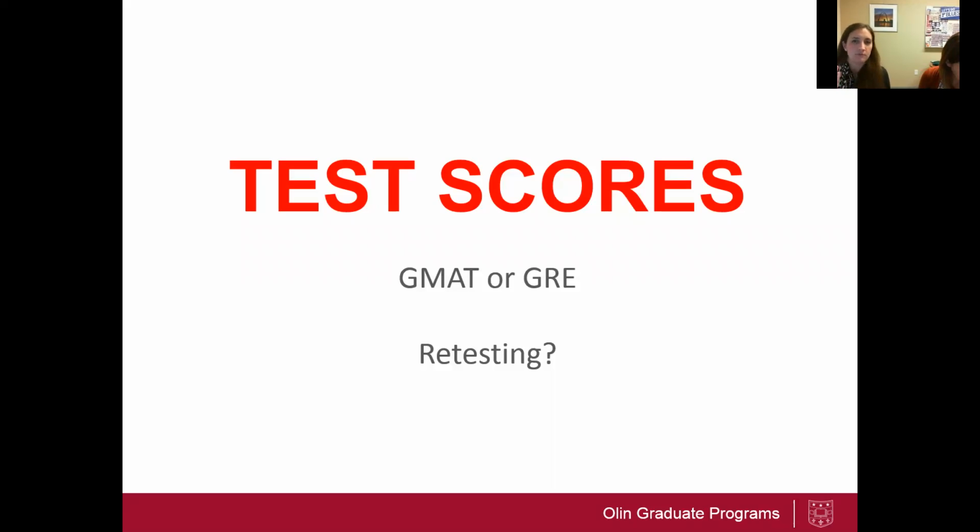And again, generally for most students, they're uploading a copy of the test that they either received or sent to other schools. So it's pretty easy to upload the test scores. It is important to note that to have your application be complete, you will have to have completed the test before you submit your application. So if you're planning on taking the test after the application deadline, your application would not be considered in that round.